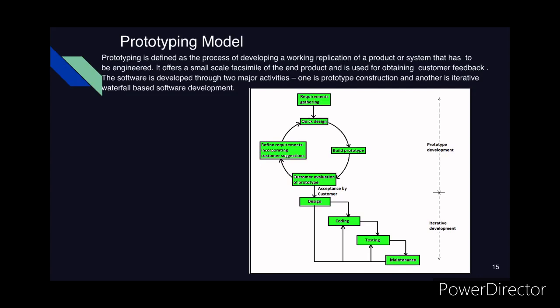After each iteration, when the customer is satisfied, only then can we move forward, like the waterfall model. Now here, the phases are divided into two segments: prototype development and second is iterative development. As I said earlier, in the prototype development segment the developer develops a prototype and shows it to the customer, who accepts or rejects the design. When the customer accepts the design, it goes to iterative development.